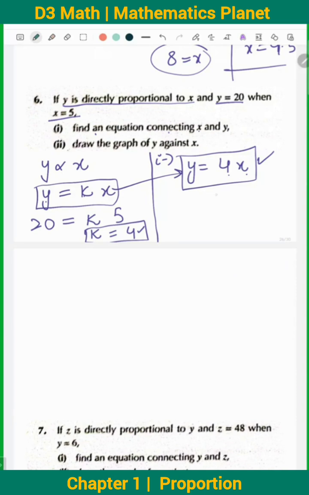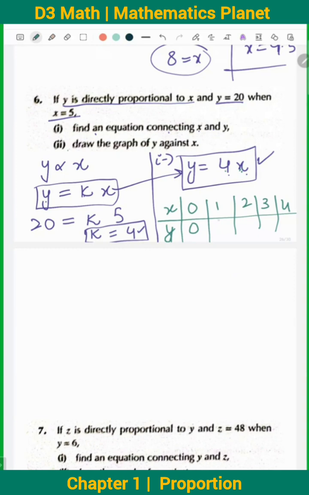So the next one is draw the graph of y against x. For this, we need a few values. So we will make a small table, x, y. If x is 0, 1, 2, 3, 4, you can take a few values for x yourself. And what will be the value of y? If x is 0, what will be y? 4 times 0 is 0.